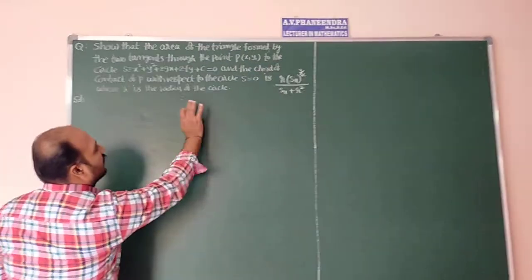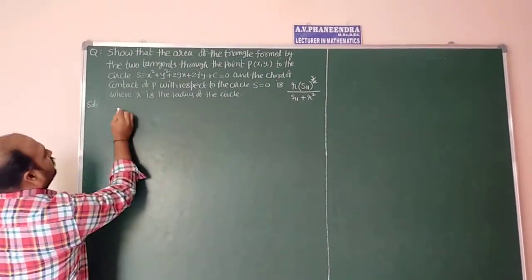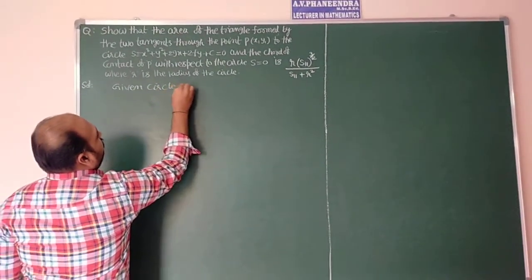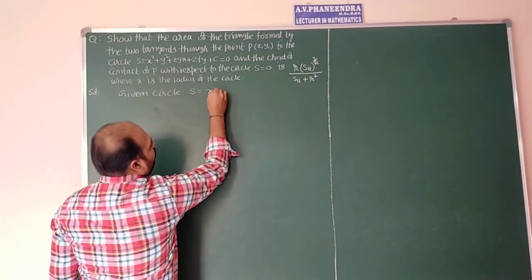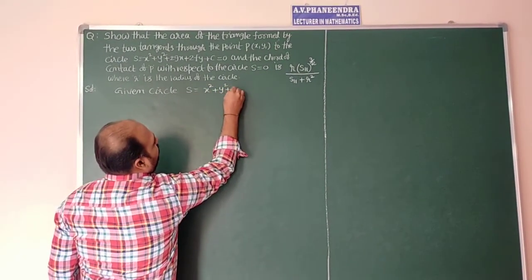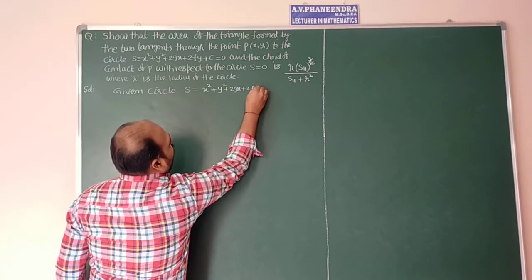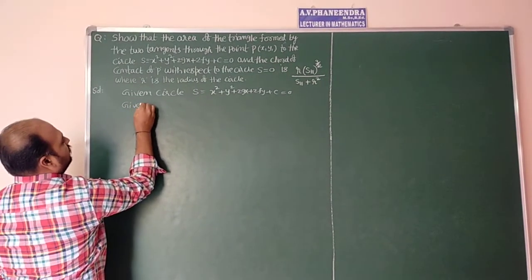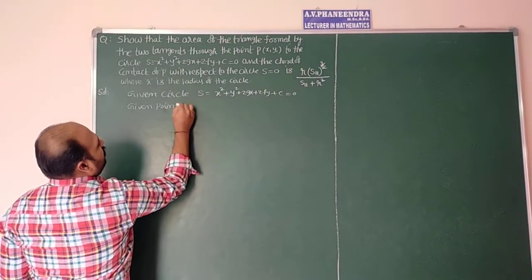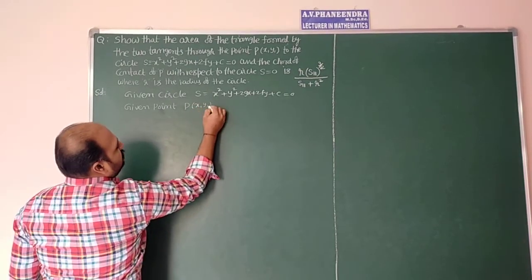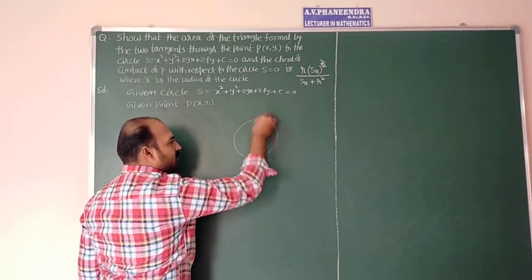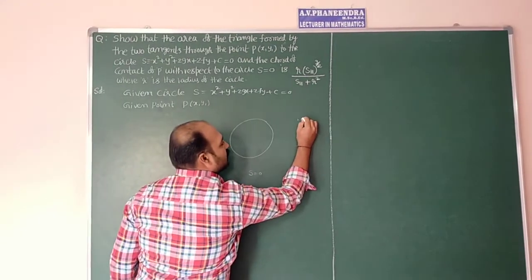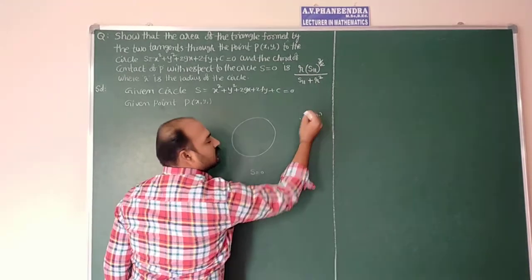First, given a circle, write that. Given circle S = x² + y² + 2gx + 2fy + c = 0, and given point P(x1, y1). So this is the rough diagram. S = 0 is the circle, and P(x1, y1) is an external point.